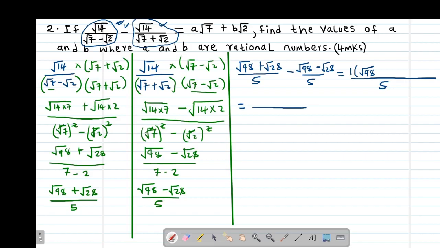So the LCM is 5, so 5 into 5, 1, so this will be 1 into root 98, the root of 98 plus root 28, then 5 into 5, 1, so this will be 1 times negative, I'll get negative 1 into the root of 98, then minus the root of 28.